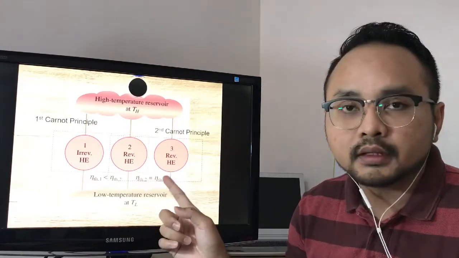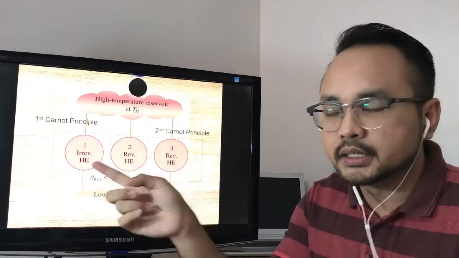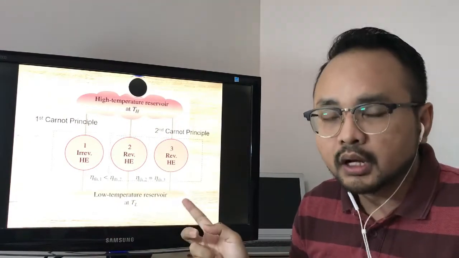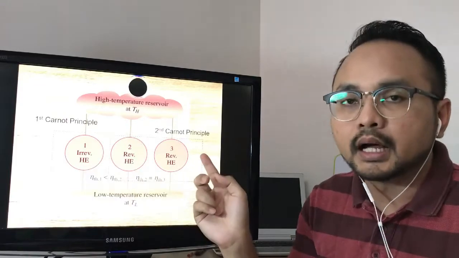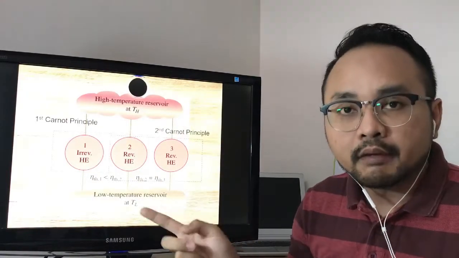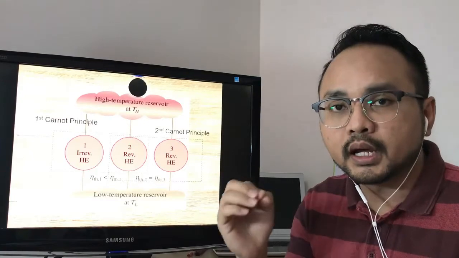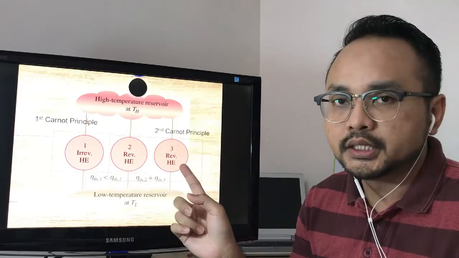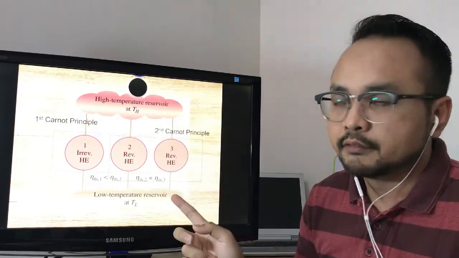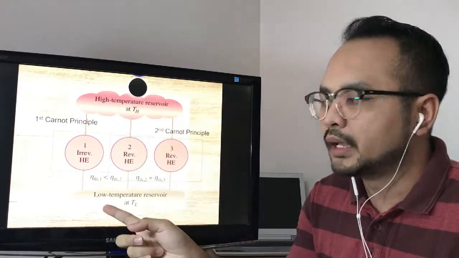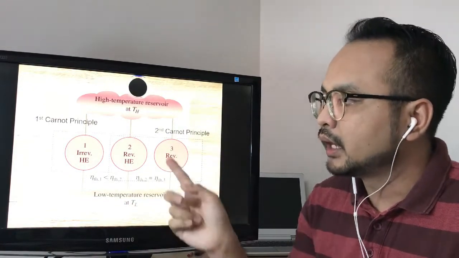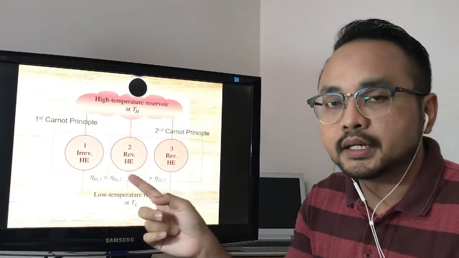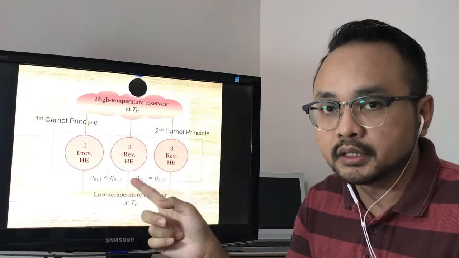So if we look at this figure, these 3 heat engines operate under the same high temperature reservoir and also low temperature reservoir. If they operate under the same reservoirs but the efficiency is different, we can identify which heat engine is reversible. These 3 heat engines operate under the same high temperature reservoir and the same low temperature reservoir, and heat engine number 2 is the reversible heat engine, which is the best heat engine because it is reversible.